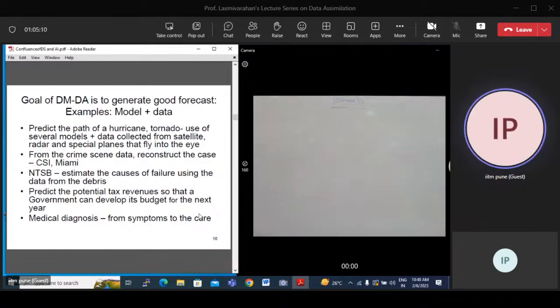The NTSB is the National Transportation Safety Board, an agency within the United States. Their only job is to go wherever there is an aircraft failure. They collect the parts of the aircraft that has failed or crashed. They try to rebuild the plane to see why the plane crashed, to ascertain the reasons for the crash, so that they can tell the manufacturers how to avoid such crashes in the future. So again, from debris data to rebuilding the plane to the cause of the failure.